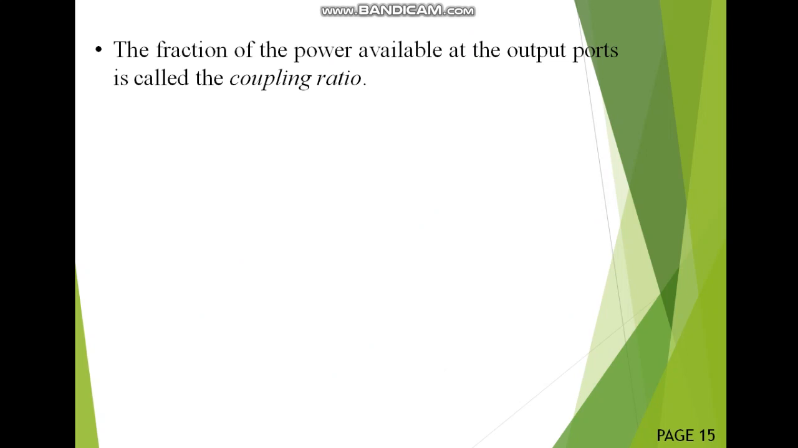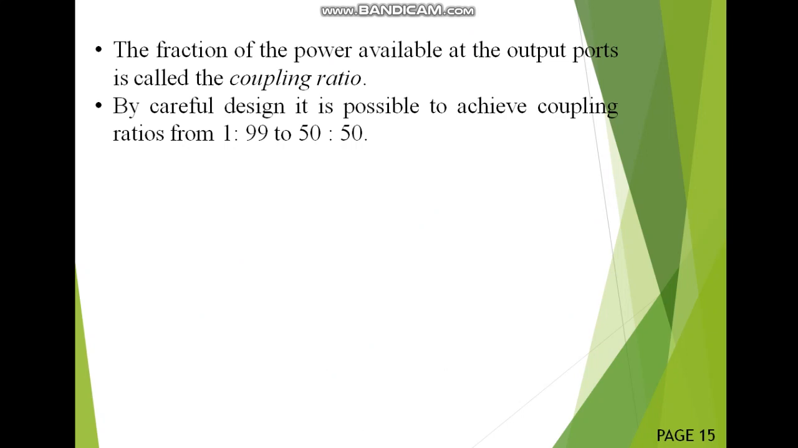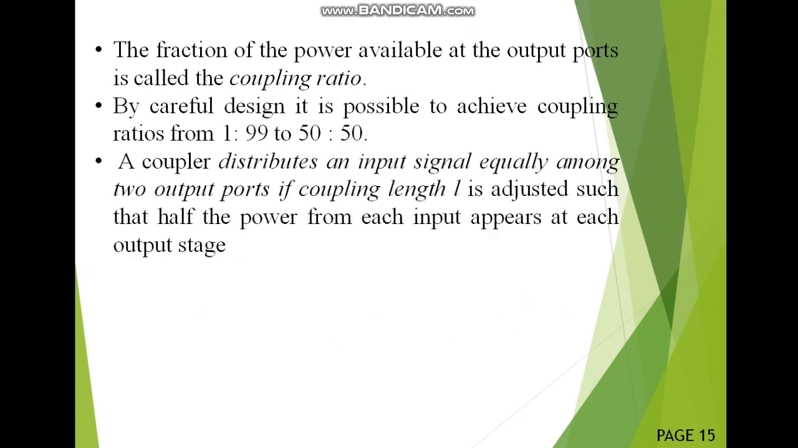Next, the coupling ratio. The fraction of the power available at the output ports is called the coupling ratio. While designing this coupler, it is important to set the coupling ratio. It could be set from 1:99 to 50:50. The second very important thing is the coupling length, which defines a very important parameter that we will discuss later on.